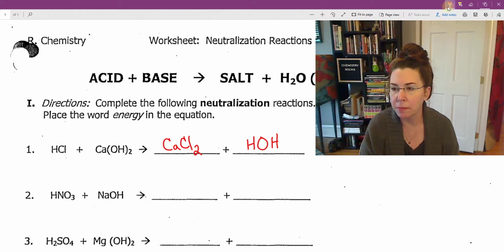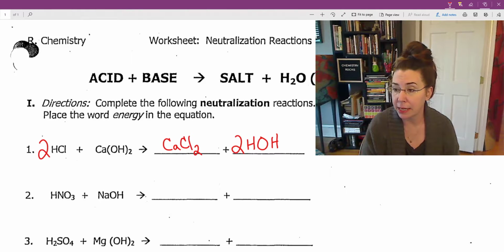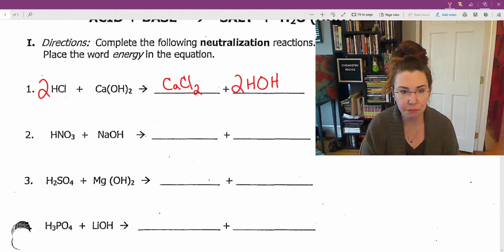Now, when we go in, we need to also balance, and we're going to throw a 2 in front of the water because we have 2 hydroxides here, and we're going to put a 2 in front of the hydrochloric acid because we also need 2 hydrogens. We need 2 chlorines so that they're balanced between the reactants and the products.